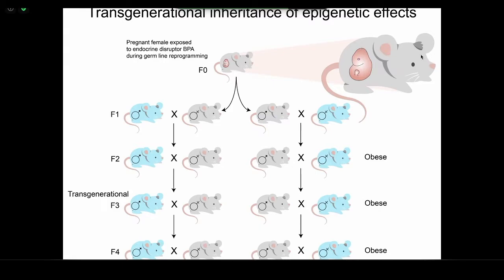Now we can also do outcrosses with control unexposed mice, and we observe the same phenotype. So if the F0 is the female that is exposed and the F1 is the progeny that was exposed in utero, if the F1 generation is not obese, if it's a male and we cross it with an unexposed control female, the next generation, the F2, now the progeny is obese, and if we continue these crosses, they continue to be obese. And so we can transmit the obesity phenotype either through the male germline or the female germline, and this will become important later on.